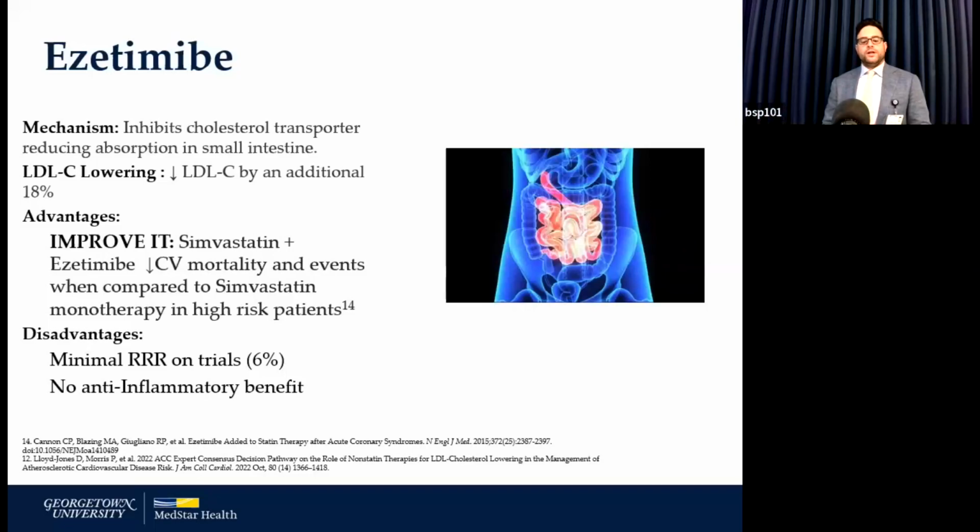There's the IMPROVE trial, which took simvastatin, again, not an optimal statin, and added ezetimibe to it. With reduction of LDL cholesterol, there was reduction in mortality and events. Is this due to overall LDL cholesterol lowering or something with ezetimibe? Hard to tell. The biggest disadvantage is that the residual risk reduction with ezetimibe is minimal. And unlike statins, there's no anti-inflammatory benefit.